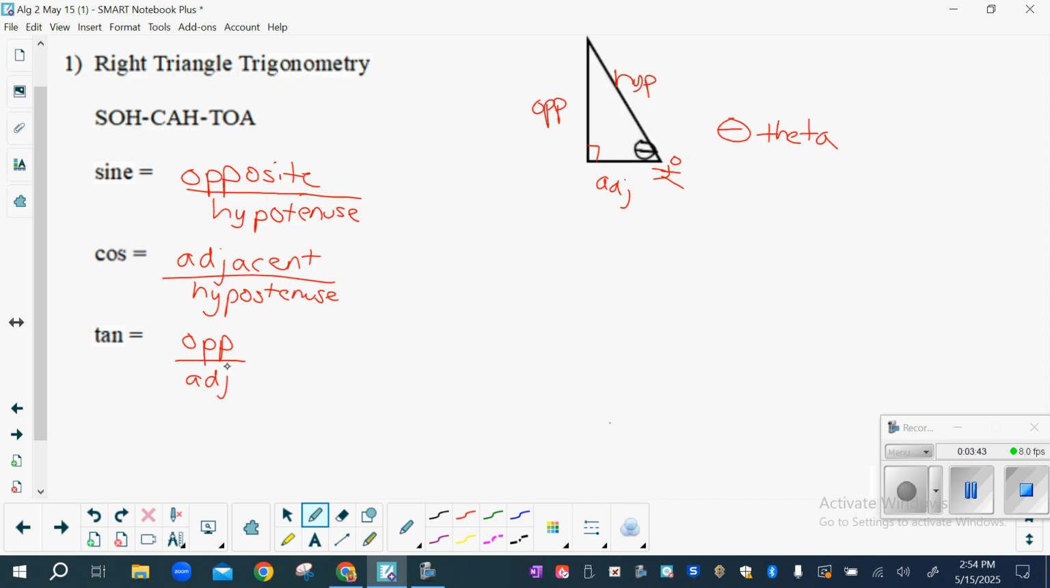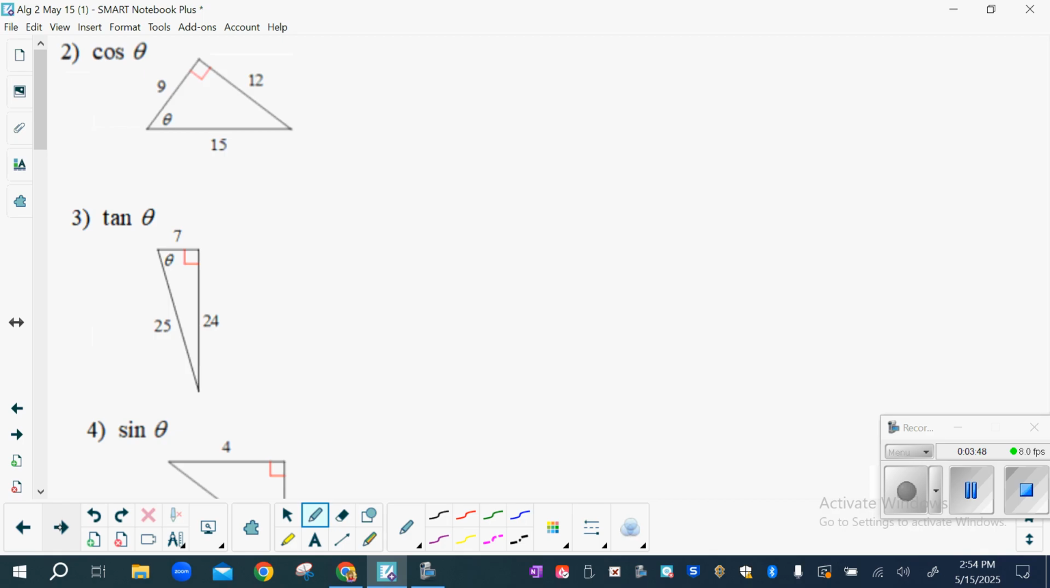Still looking at this here? Okay, moving on to number 2. Okay, so we want to find cosine of theta. So I'm writing SOHCAHTOA on the top. So cosine is the C. So somebody in this group, cosine is what over what? Thank you. So cosine of theta is adjacent over hypotenuse.